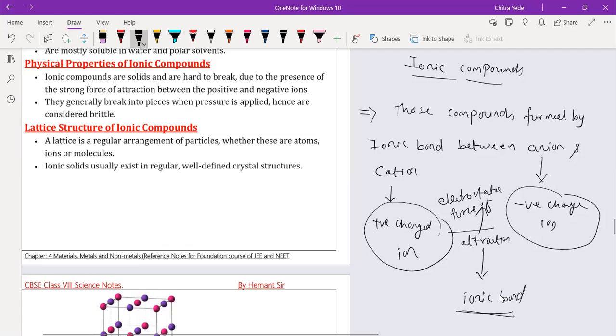So let me highlight that part. See here, ionic compounds are solid, because they are bound by the strong force of attraction called electrostatic force of attraction. That means they are bonded very strongly with each other. That's why they are present in solid form, and they are hard and hard to break. If you break them, they will break down into pieces.